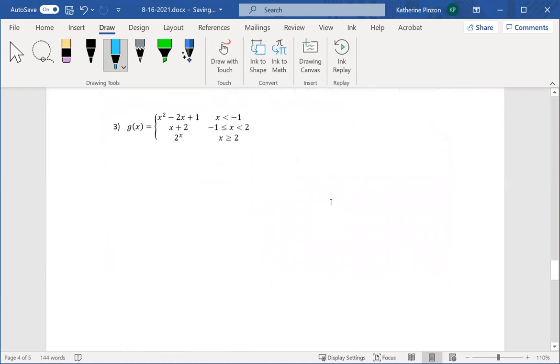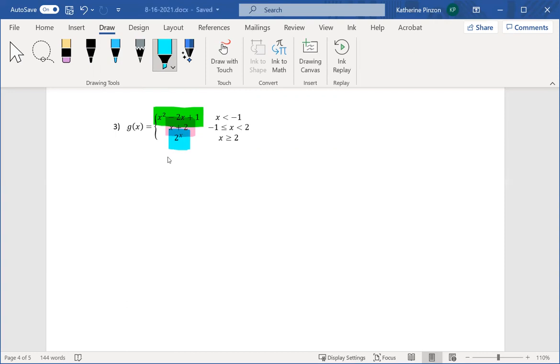What kind of function is this? This is a piecewise function, and it has 3 pieces, right? It has one piece, this top piece, that gets used when the x values you're looking at are less than -1. It has another piece, this middle piece, that gets used when x is between -1 and 2. And then one more piece, this bottom 2 to the x piece, that gets used when your x values are bigger than 2.